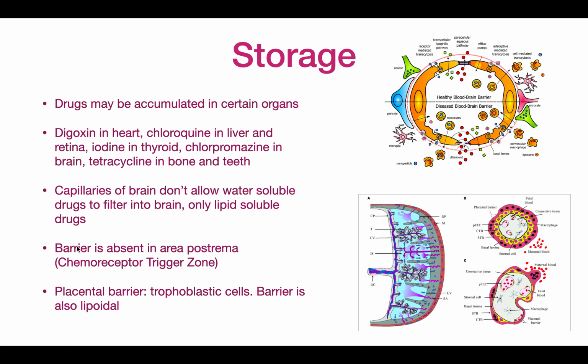And there is a certain area in the brain called the area postrema. That is the only area in the brain where the blood-brain barrier is absent. It's also the vomiting center.